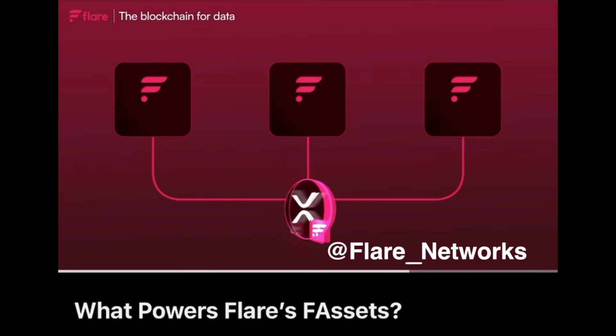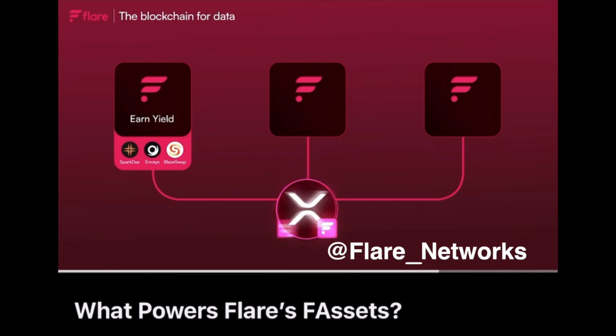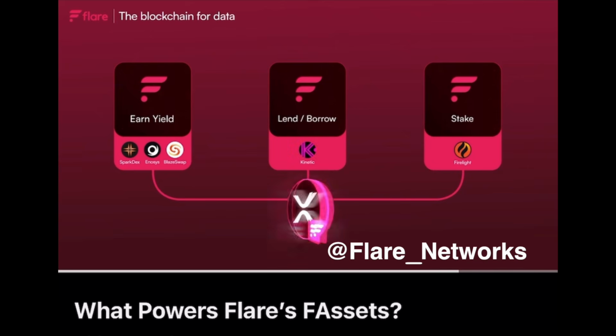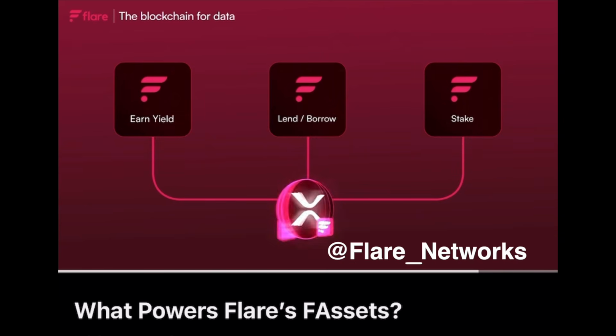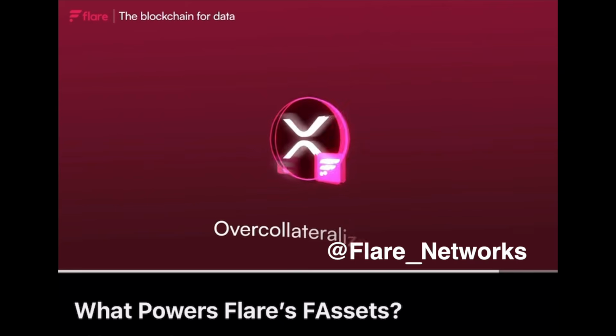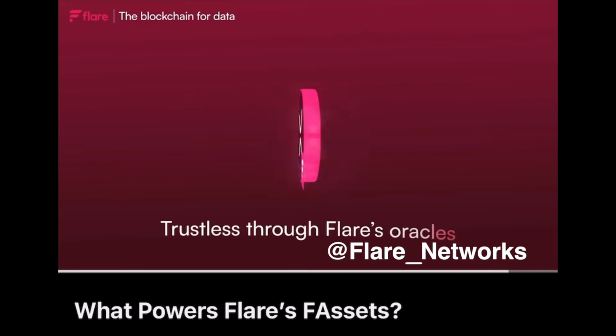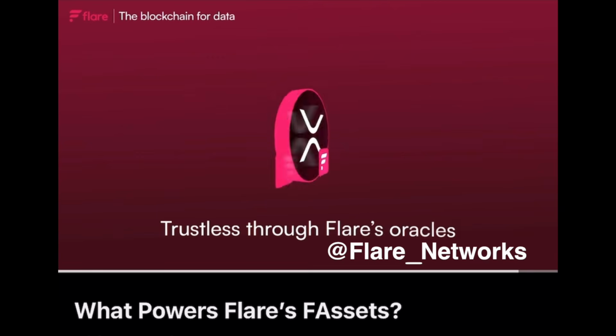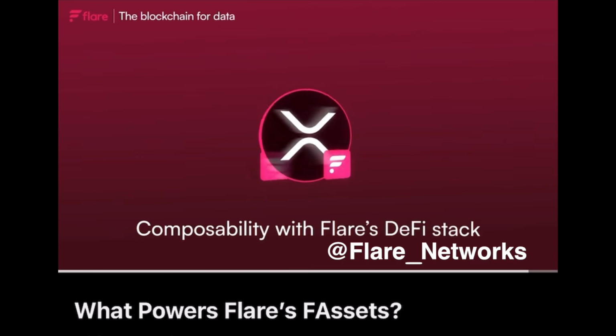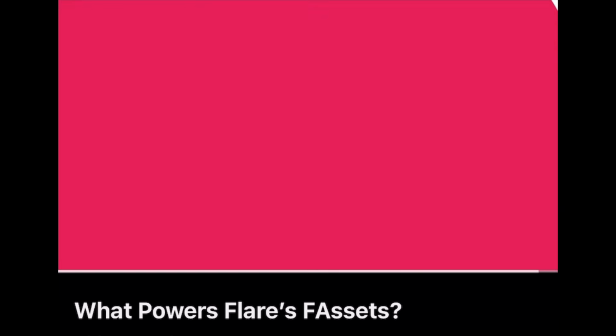This is called composability, using one asset in multiple ways. FXRP can earn yield, be used in lending and borrowing markets, combine with staking to create STXRP for even more earning opportunities. To recap, FXRP, powered by over-collateralized economic security, trustless cross-chain verification through Flare's oracles, and composability, transforms XRP into powerful capital for DeFi.